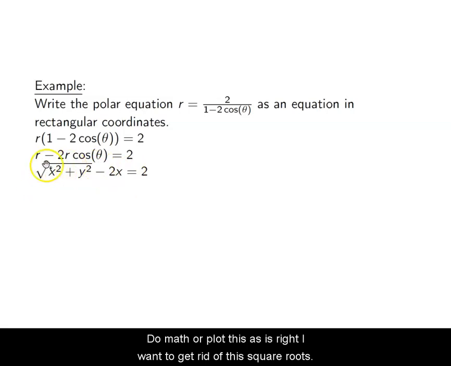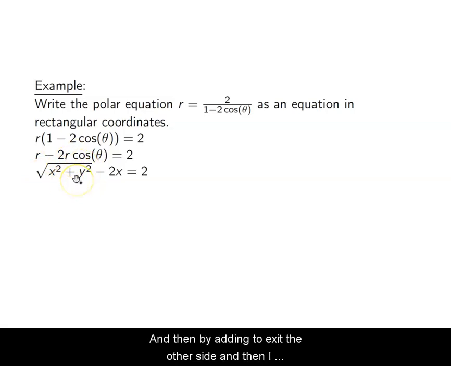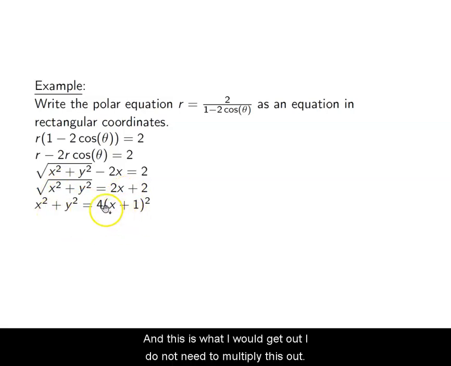I want to get rid of this square root sign. So I'm going to isolate this term by adding 2x to the other side, and then I'll square both sides. Okay. So I'm going to add 2x to the other side of the equation. I'm going to square this and square this, and this is what I would get out. I do not need to multiply this out, right? I can keep it as is, this is a nice condensed form.